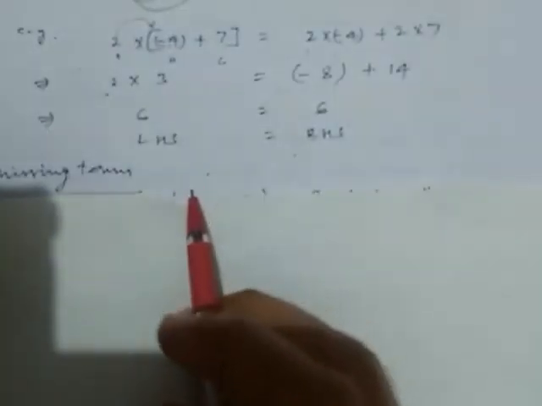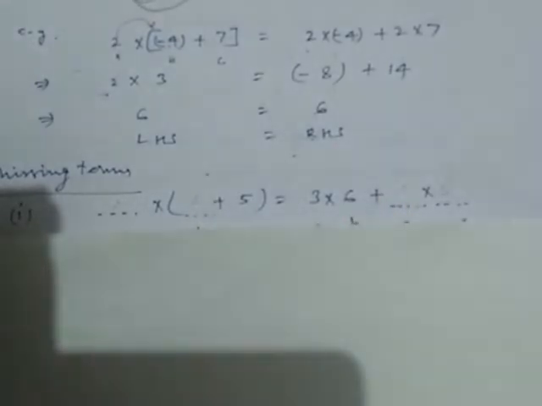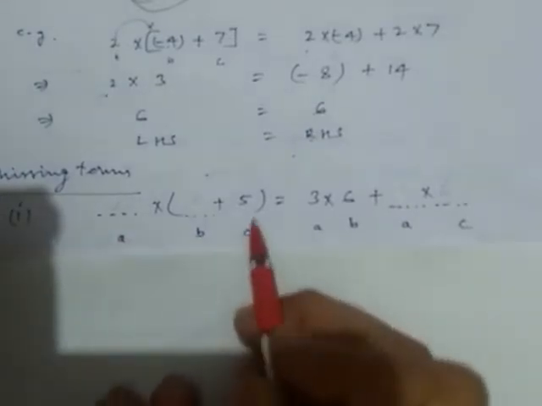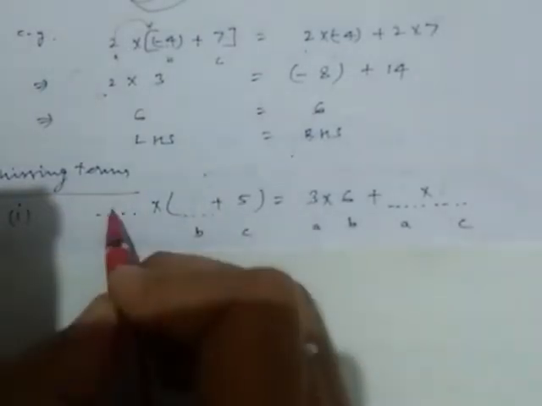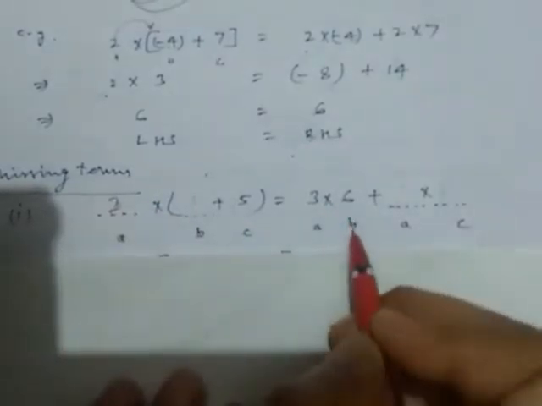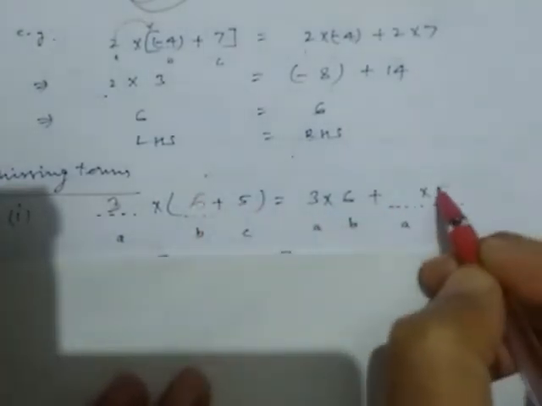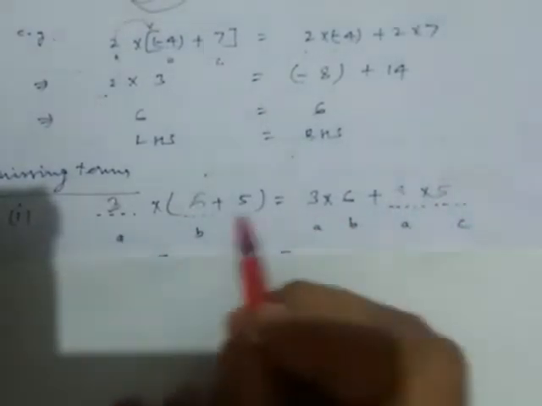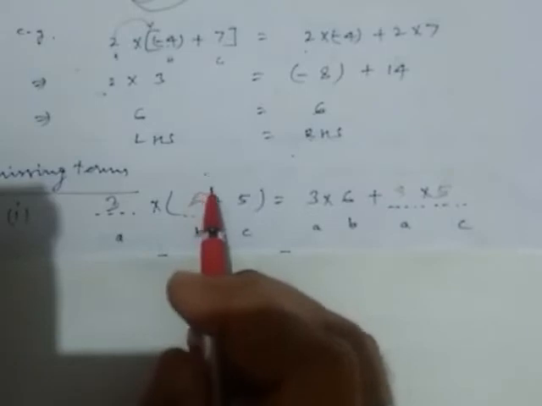Now using this property, here is the missing term. We have to write them. This is A, this is B, this is C. So here we have C, and here A and B. A equal to 3, so put here 3. B equal to 6, so put here 6. C equal to 5, so put here 5. And A is same also. This way we fill the missing term. Okay? Clear?